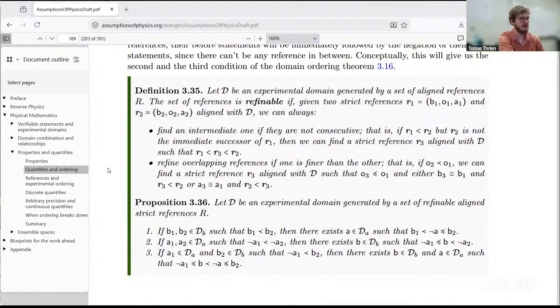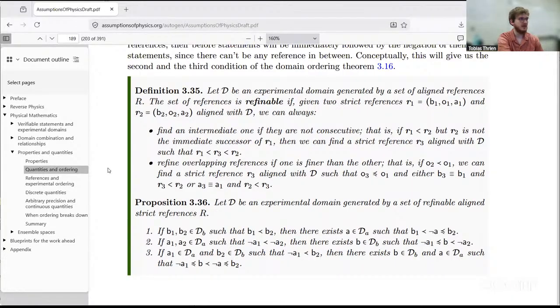Okay. Let D be an experimental domain generated by a set of aligned references. The set of references is refinable if, given two strict references R1 and R2 aligned with D, we can always find an intermediate one if they are not consecutive. That is, if R1 is before R2, but R2 is not the immediate successor of R1, then we can find a strict reference R3 aligned with D such that it's in between.